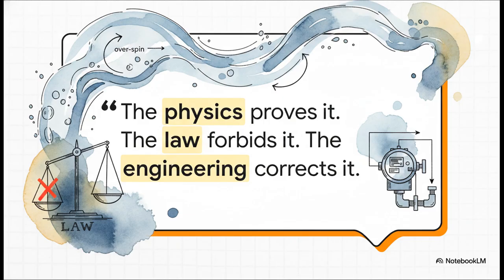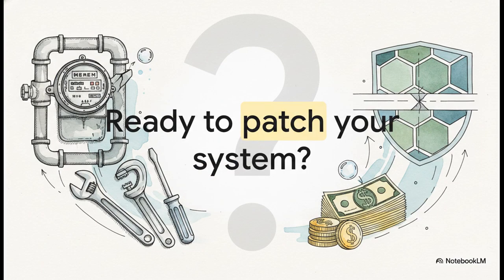So just remember this. Your case is rock solid. The physics proves you're right. The law forbids what they're doing, and the engineering exists to correct it. Which really just leaves us with one final question. You now have the full briefing, you have the tools, and you have the strategy. So, are you ready to patch your system and finally put an end to paying for air?